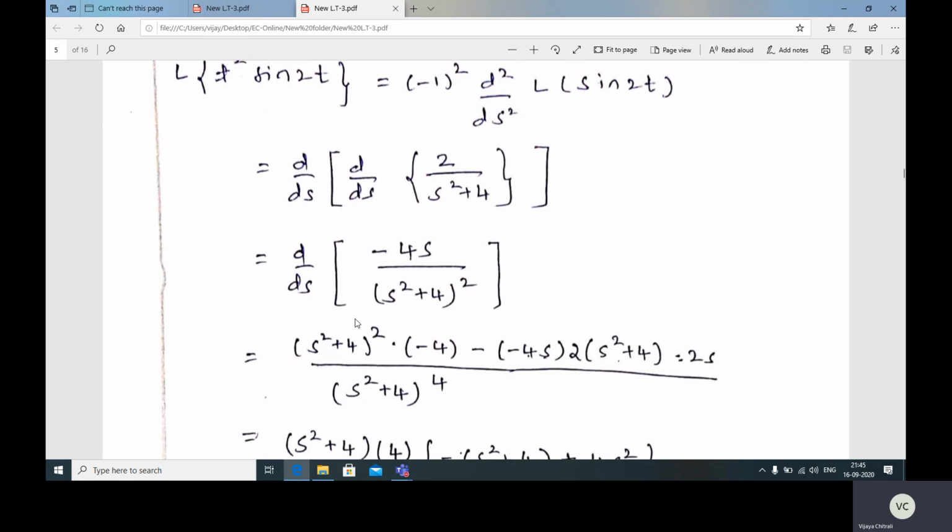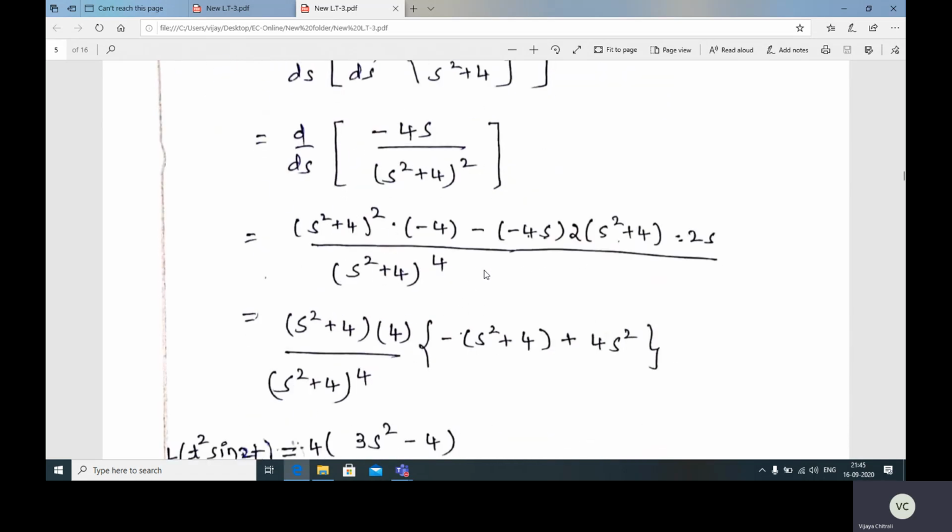So first time, here 2 will be constant as it is. Differentiation of 1 upon s square plus 4 is minus 1 upon s square plus 4 raised to 2. Inner differentiation is of s square plus 4, the differentiation of s square plus 4 is 2s. So minus 2 into 2s is minus 4s. So this is the first derivative.